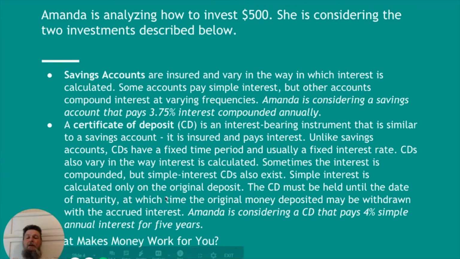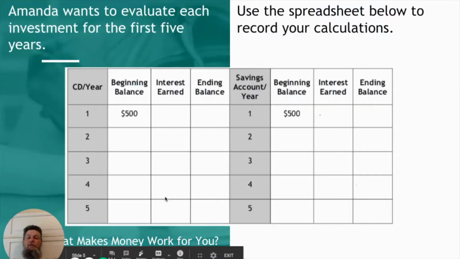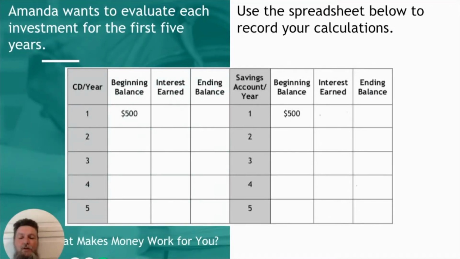Of course, I don't know about you, but you've seen how that goes. You probably know already which one to pick. So let's evaluate each investment for the first 5 years of the life of these accounts. Now, remember, the CD, it matures after 5 years. She can't touch it for 5 years. So let's see what happens.